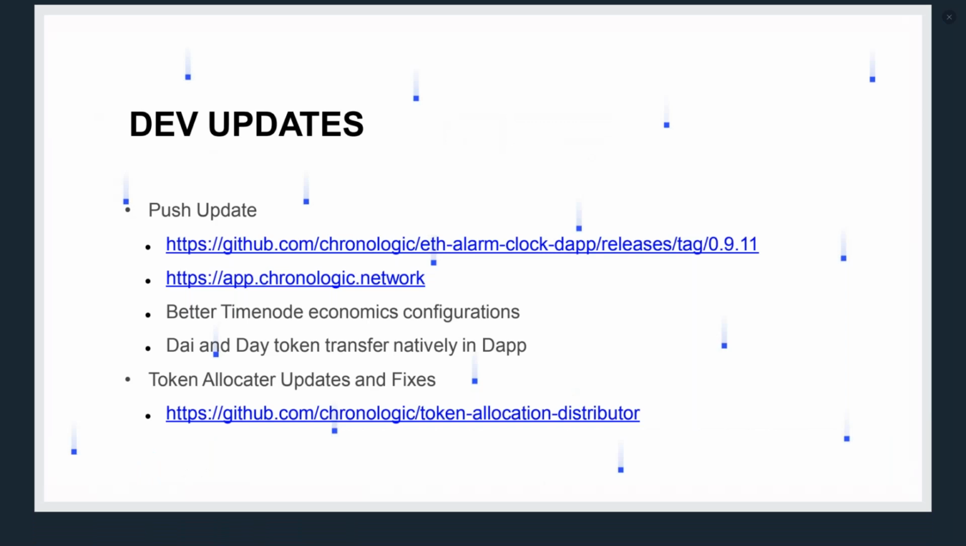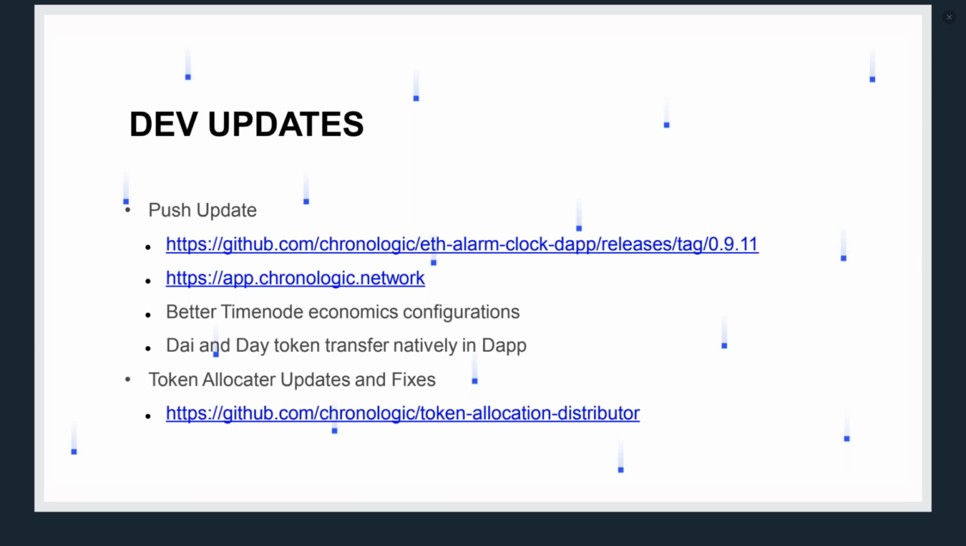So going straight into the dev updates. First of all, Friday we had a new release of the Ethereum Alarm Clock dApp called the push update. You can get that at app.chronologic.network now. You can get the most recent updates, which include the DAI and the day token transfers natively in the dApp, which is the drop down which we mentioned, where you can select either DAI or day token to transfer the tokens at a later time.